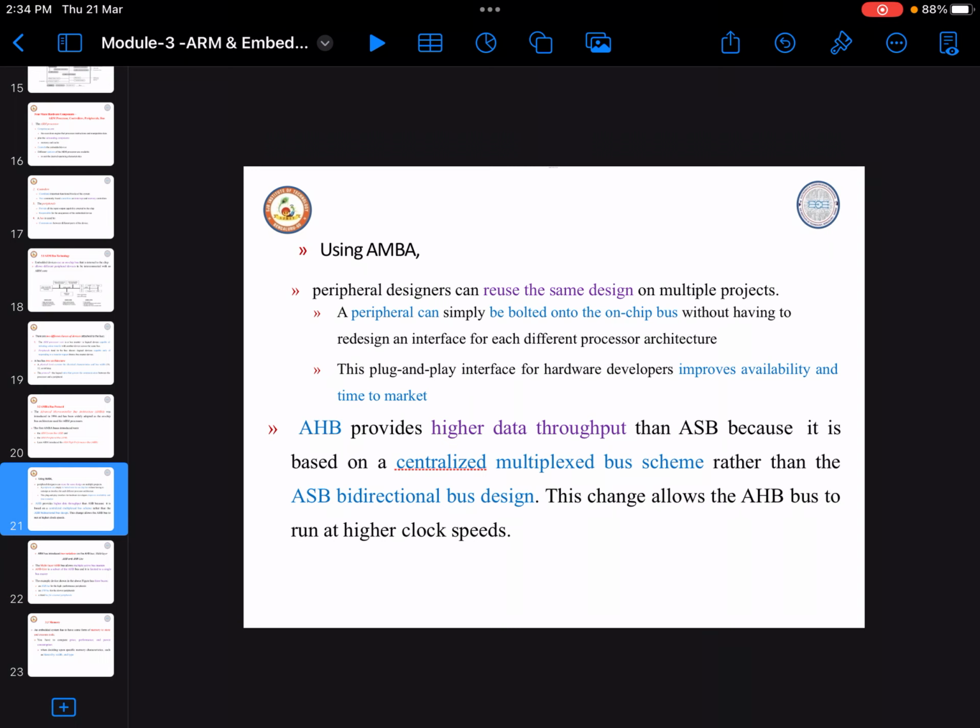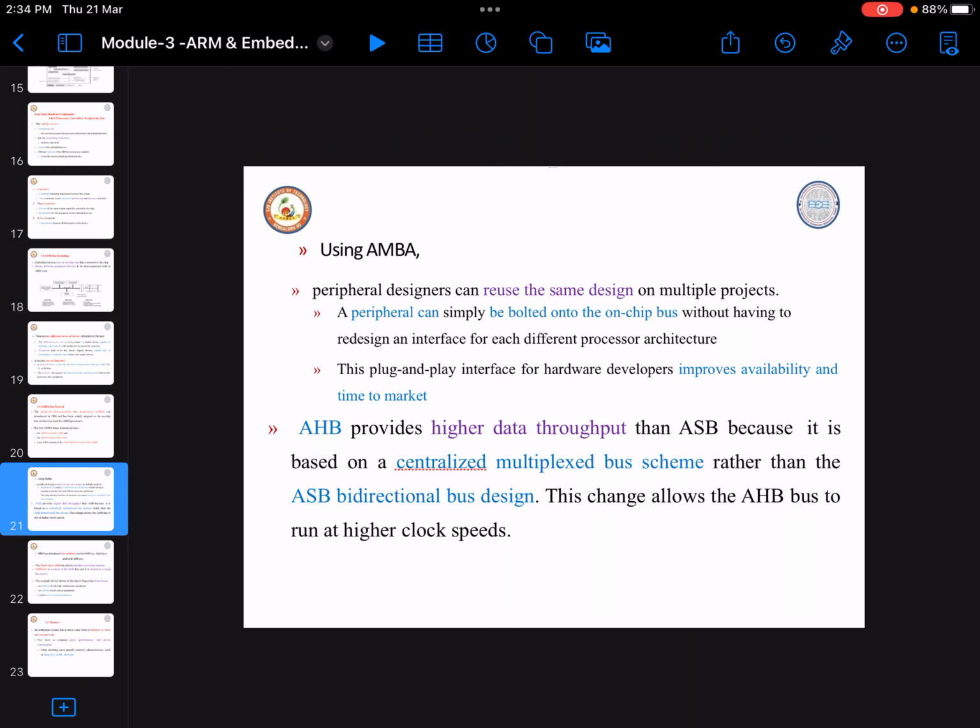So peripheral designers can reuse the same design on multiple projects. That means you can simply bolt it into the on-chip bus without redesigning an interface for each different processor architecture. That means you can say it is a plug and play interface for hardware developers, which improves the time to market and the availability.